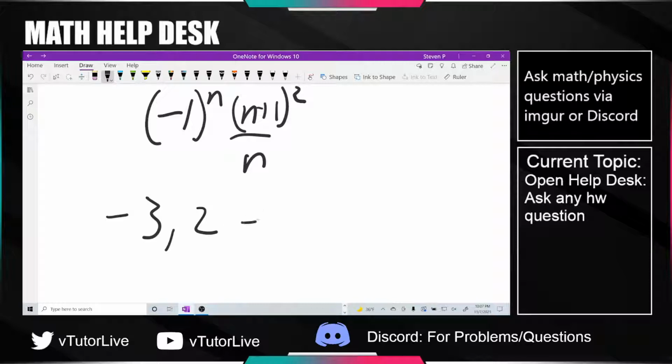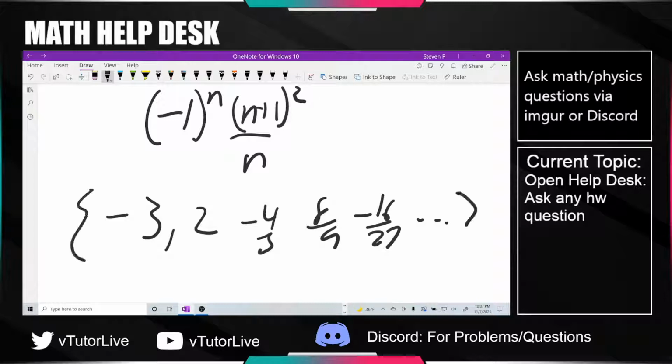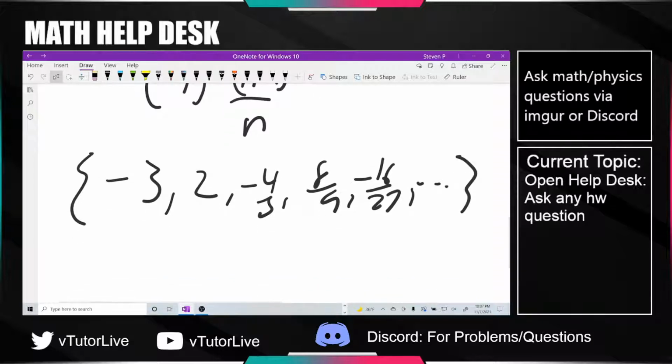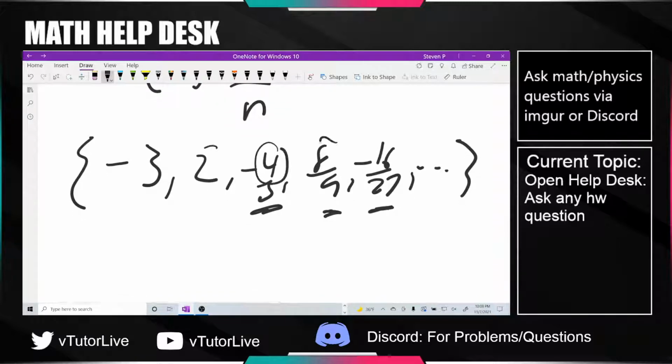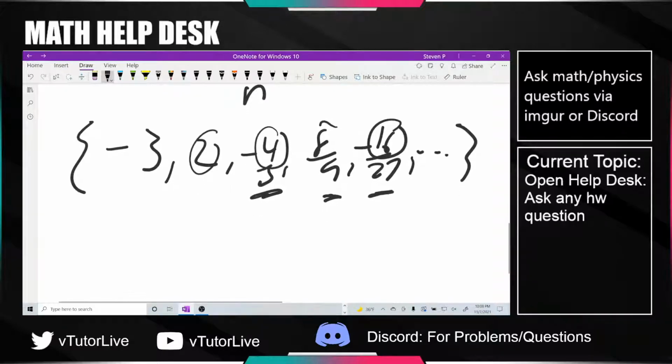-4/3, 8/9, -16 over 27. I'm hoping that your sequence problems will end up being pretty easy pattern recognition ones like this, instead of rather painful epsilon delta wrestling. But again, this pattern isn't bad. It looks like this is 3, 9, 27. It looks like it's a factor of 3 every time. And then up here, it's 2, 4, 8, 16. It just seems to be that one of them starts a little bit earlier than the other.